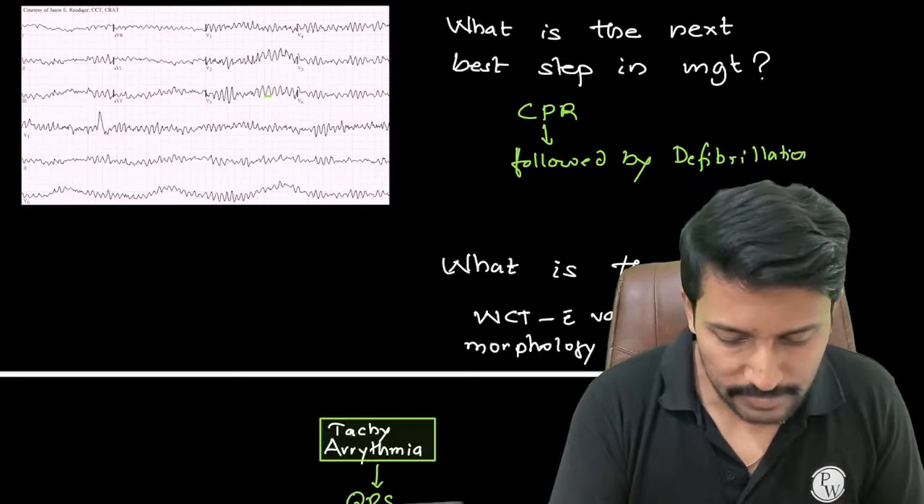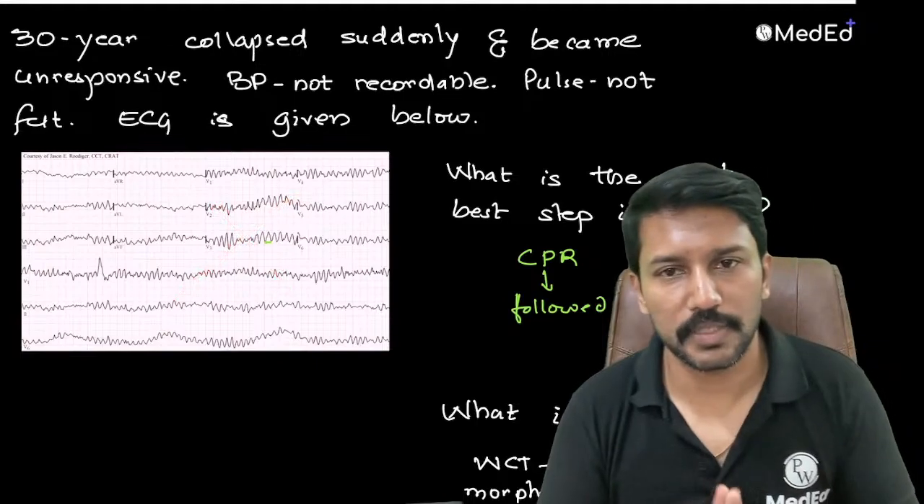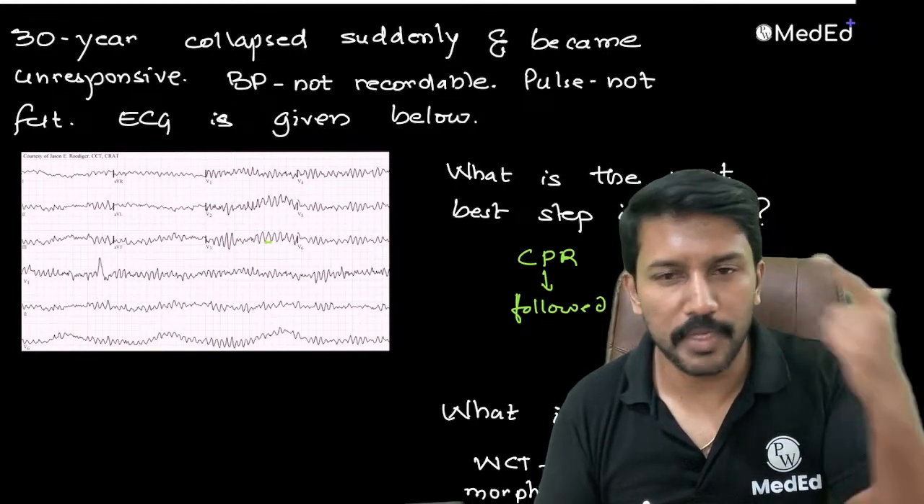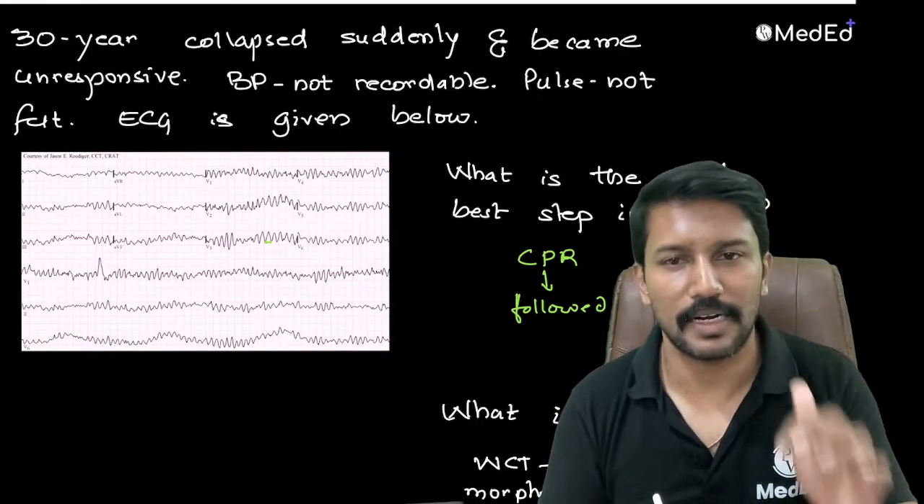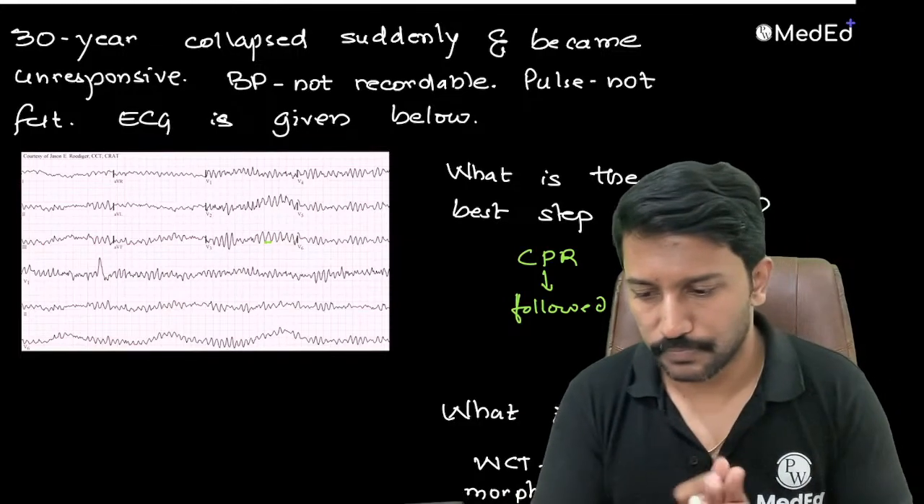Defibrillation. And see, in this question, even if I don't give you the ECG, what will be the next best step? Whenever someone is unresponsive and pulseless, what is the immediate reaction that a doctor should have? Unresponsive and pulseless, start CPR, right? That is a prerequisite for starting the CPR.